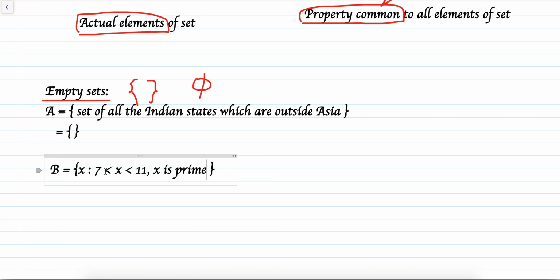So 7 is a prime, but X should be greater than 7. So greater than 7 and less than 11. So 8 is not a prime. 9 is not a prime. 10 is not a prime. So say X is either 8, 9 or 10 and it should be prime. So clearly we cannot find any element which satisfies this property. So this is again an empty set.